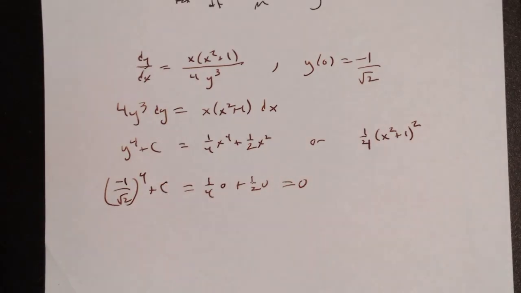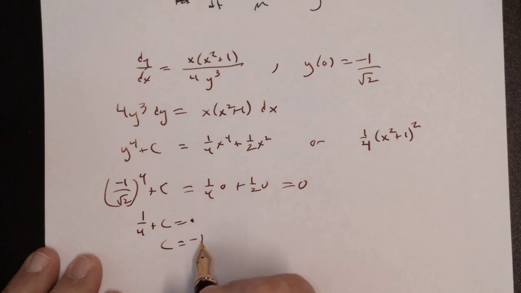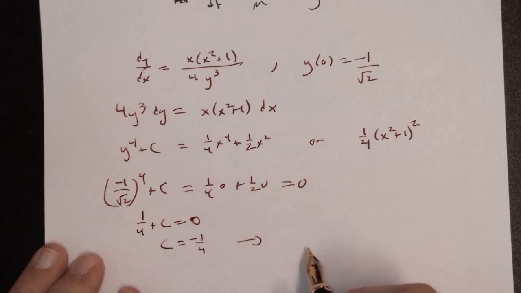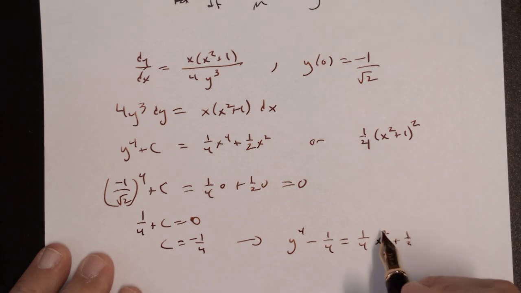Which gives me 1 over the square root of 2. Well, I'm raising it to an even power, so I no longer care that it's negative. That's square root of 2 to the 4th. So that's 2 squared, so that's a 4 on the bottom. So I get a 1/4. So c is negative 1/4. And my equation is y to the 4th minus 1/4 equals 1/4 x to the 4th plus 1/2 x squared.